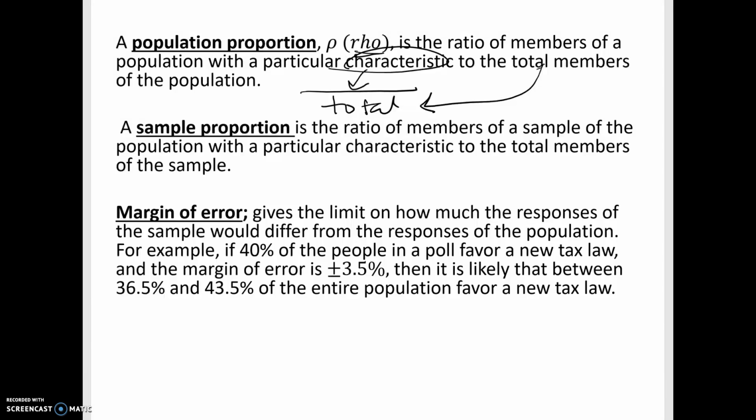What we're going to focus on for the rest of these notes is what's called a margin of error. So how much error are we making going from the sample to the population? Okay, so for example, if 40% of people in the poll favor a new tax law, and my margin of error is 3.5%, then somewhere between 36.5% and 43.5% is what the population would likely favor in the new tax law. Okay, so we're just using our sample to predict our population.